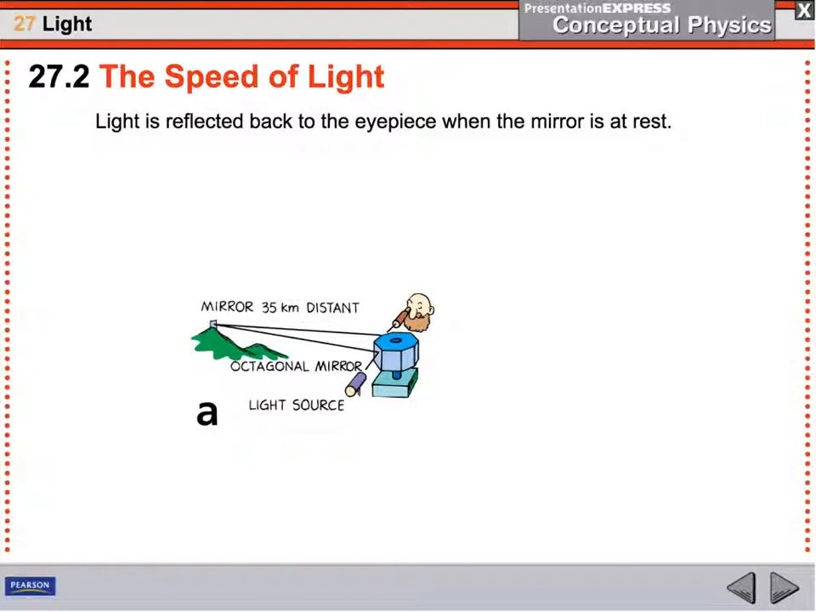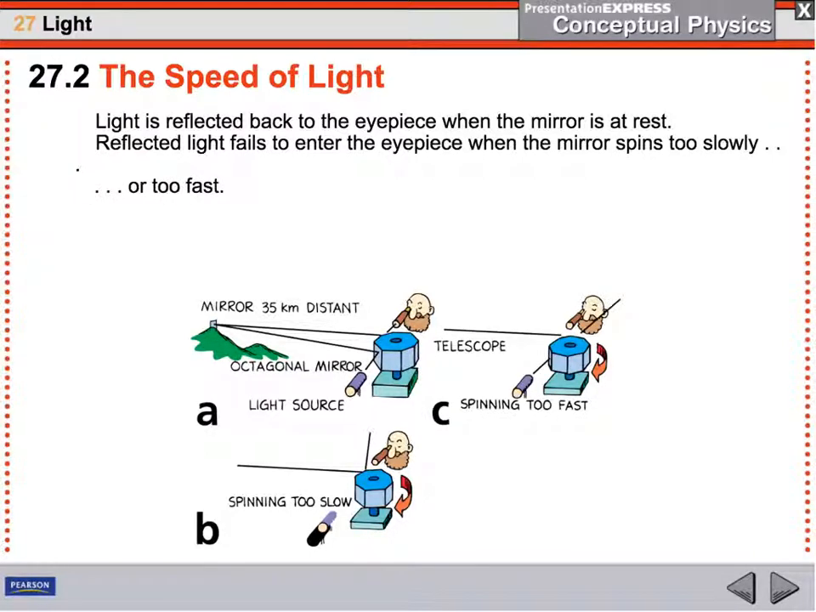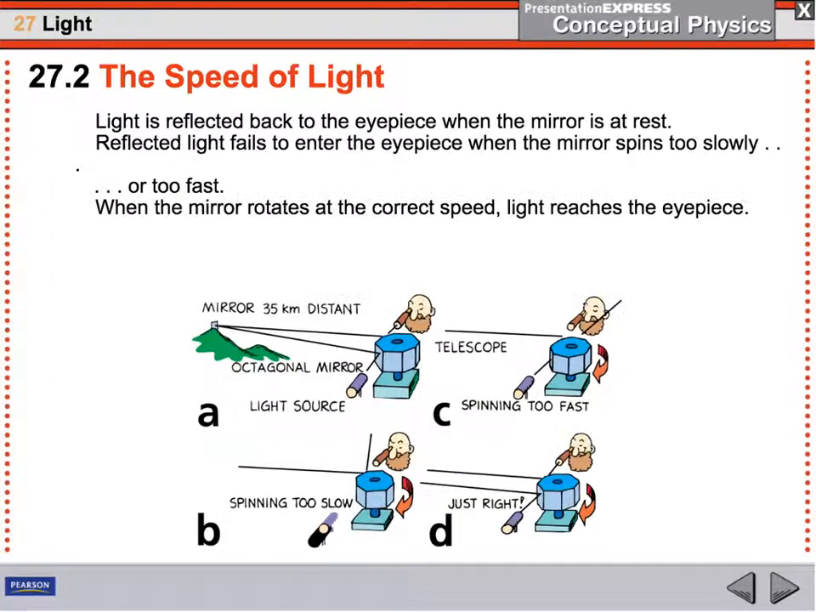Okay, here we go. The light is reflected back to the eyepiece when the mirror is at rest. Here's the experiment. Reflected light fails to enter the eyepiece when the mirror spins too slowly. So it just reflects off, it doesn't do it right. Or if it goes too fast, it's also not going to reflect the right way. When the mirror rotates at the correct speed, the light reaches the eyepiece, and then is able to reflect back.